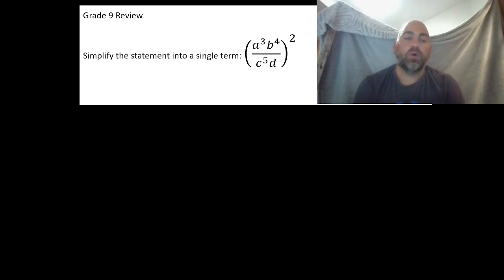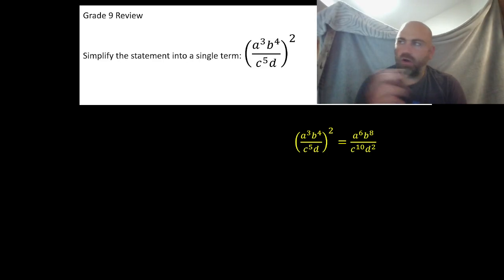All right, what happens if we have a whole bunch of letters in there? Yeah, there's 4 different letters. Well, that 2 just gets applied to them all. So apply the 2 all the way inside the brackets. We have 6 A's, 8 B's, 10 C's, and 2 D's. So we just have to apply it all in there. Each piece gets that application.